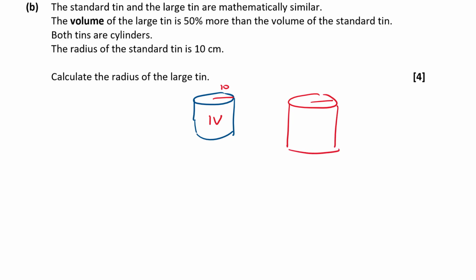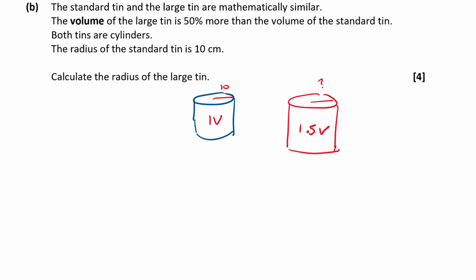Now this one we want to find its radius, but we know that the volume of this tin is 50% more than the standard tin. So if that first tin was 1 volume, then this one is going to be 1.5 volume, then, isn't it? It's going to be, well, half as big again.